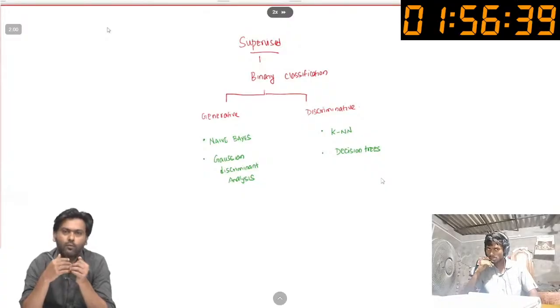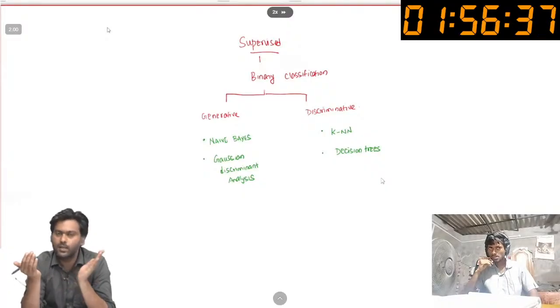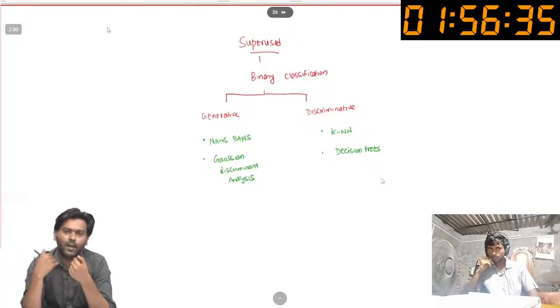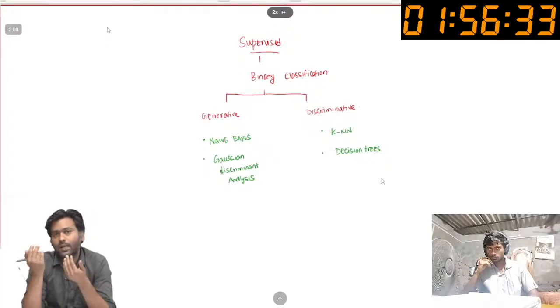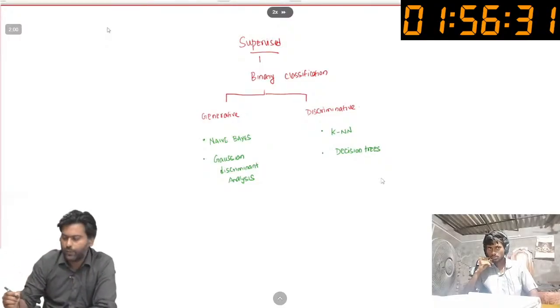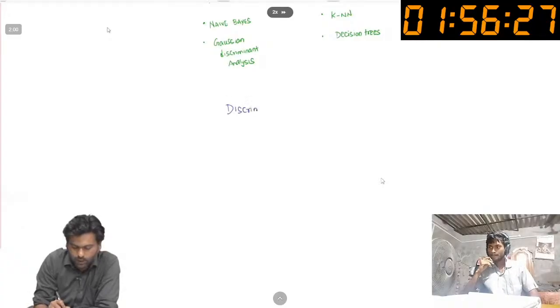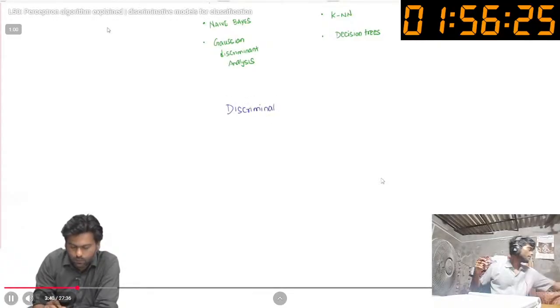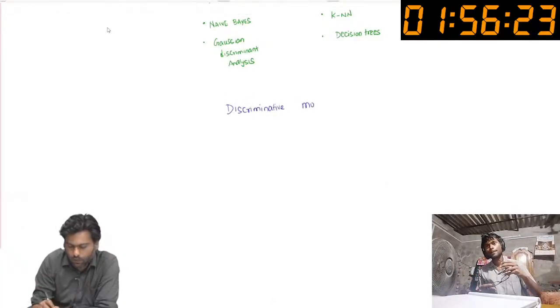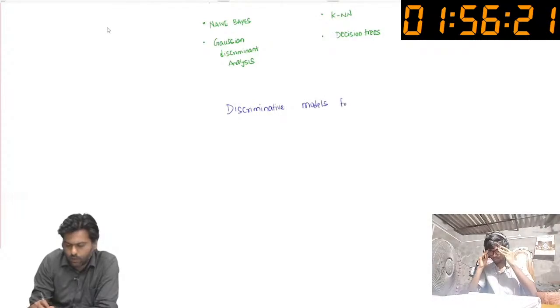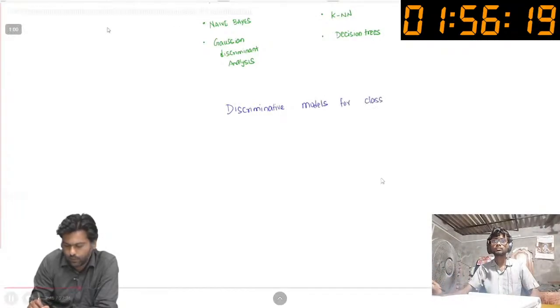So then we can ask the question, well, we made a generative assumption, but what ended up being the best possible classifier is actually a linear function. Why can't we directly model the classifier as a linear function in a discriminative sense, right? So which is what we are going to do today. What do I mean by that? Well, the first thing we are going to do is look at discriminative models for classification.